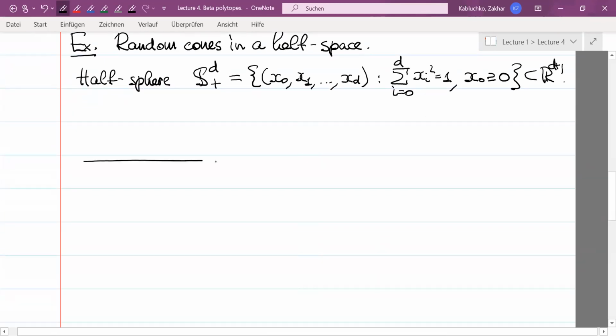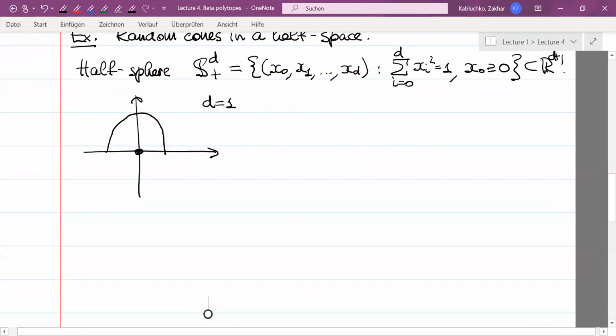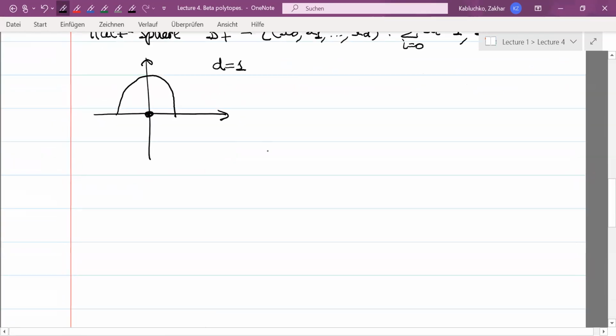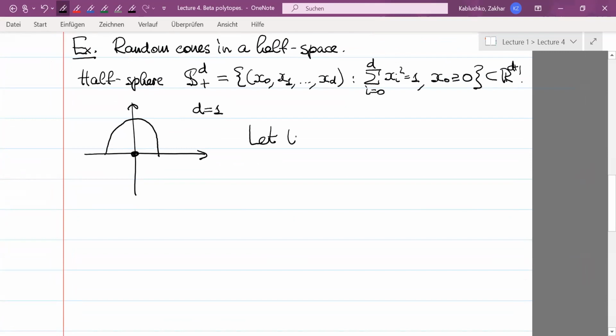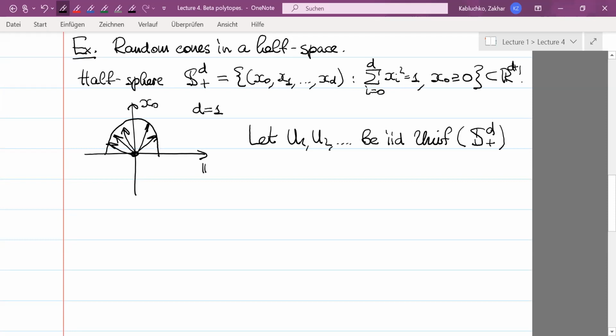So, for example, if d equals 1, then we have the following picture. Then we are in R^2, and this is our half sphere. And then we do the following. We take random uniformly distributed points on this half sphere. So let u1, u2, and so on be IID and uniform on this half sphere. So random directions, which are all in the same half space. By the way, this coordinate is x0, and these coordinates are all the others, x1, ..., xd.